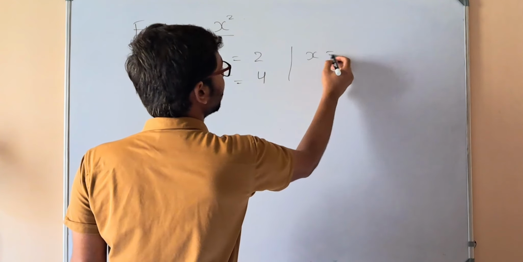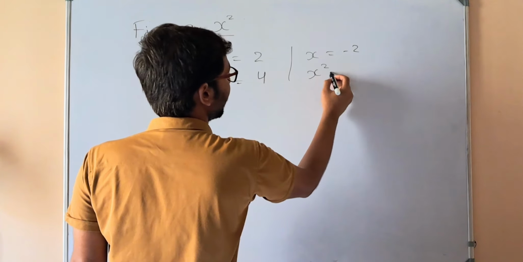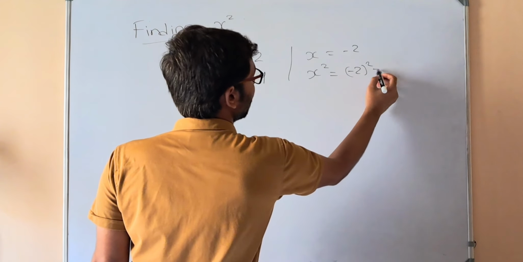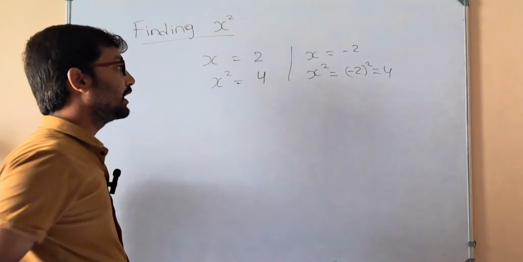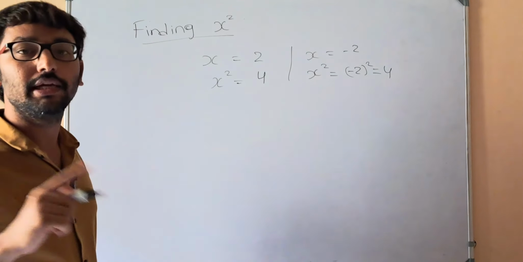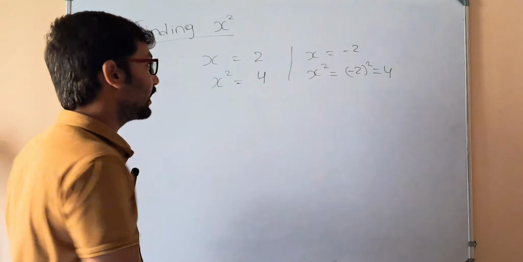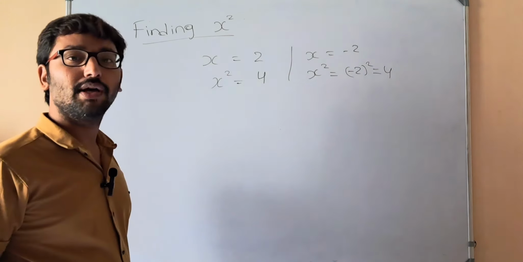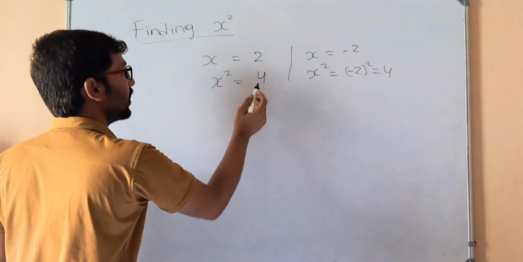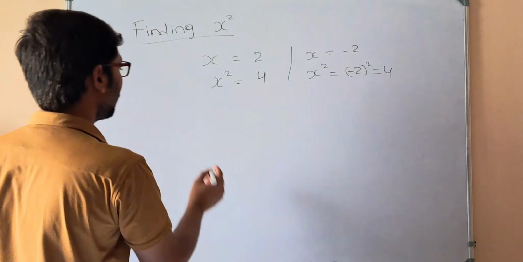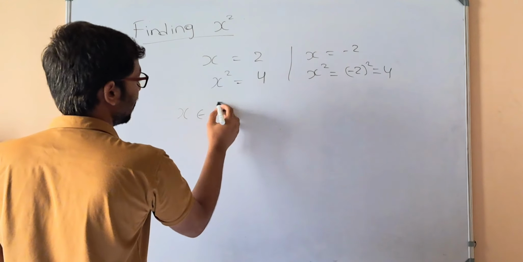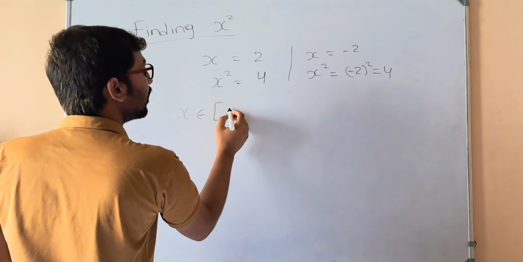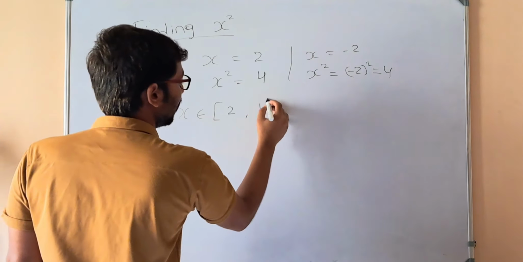If x equals minus 2, then x square will be minus 2 square, that is 4. Here the condition was equality, so x has only one value, that is 2, and if I square, I get 4 directly. So what about if x belongs to more values, that is 2 to 4?